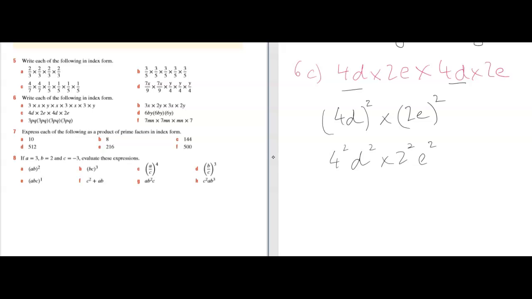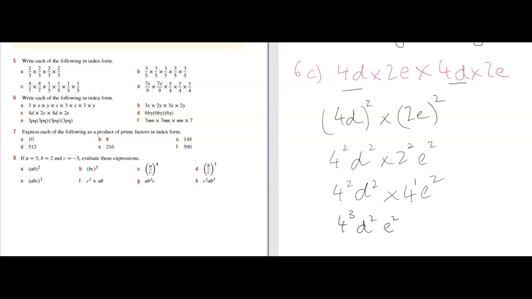And now it's going to get complicated. Now we can either write this as a 4. Okay, so 2 squared is 4. So we can have 4 squared d squared times 4e squared. All right, and then we've got 4 squared, and this is actually 4 to the power of 1. So that can be 4 cubed d squared e squared.